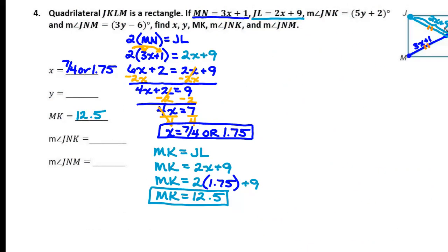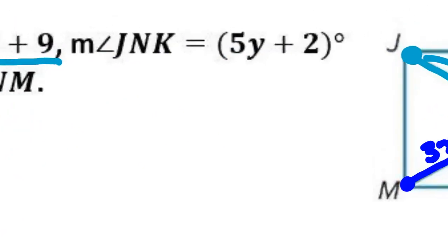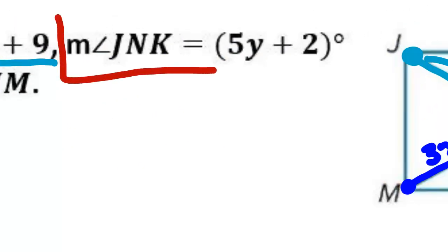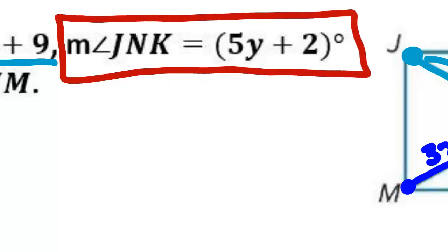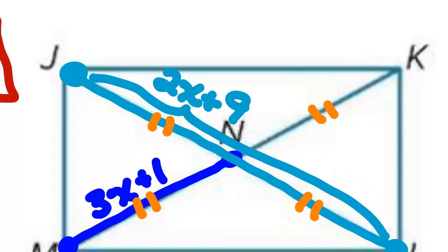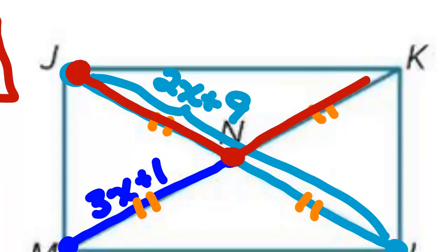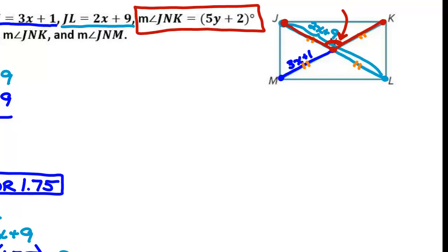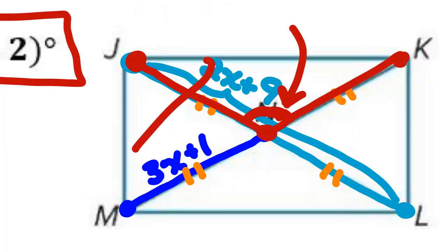All right. Still need to find y. Let's go back up to the directions and read a little bit more. The measure of angle JNK is 5y plus 2. JNK would be this angle right here. And this is the angle that we are saying is 5y plus 2 degrees.